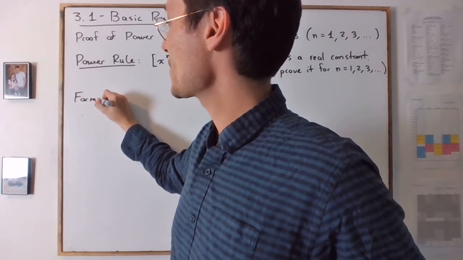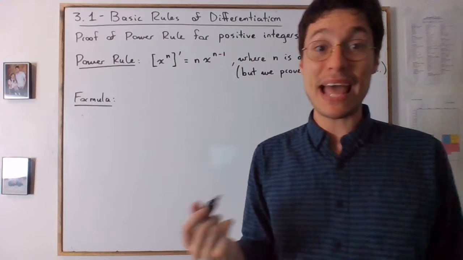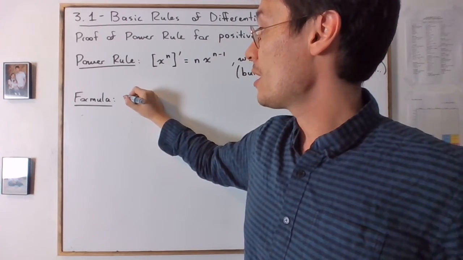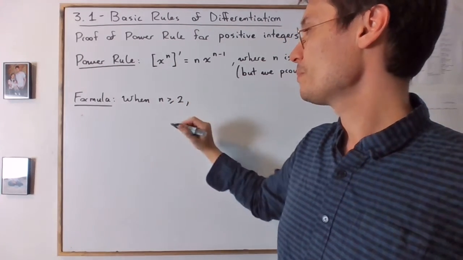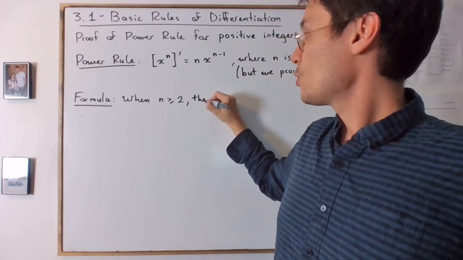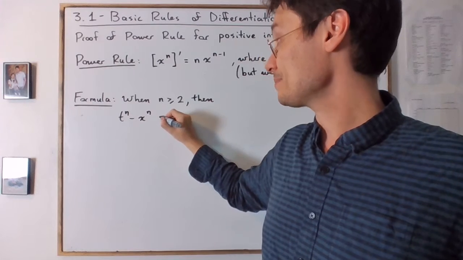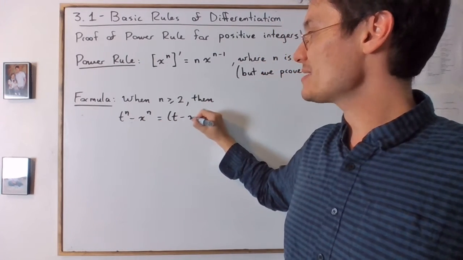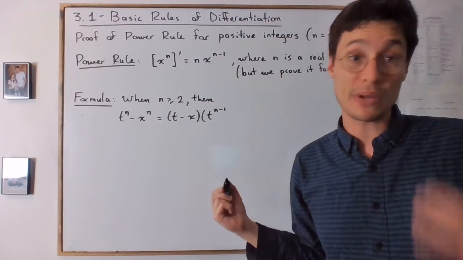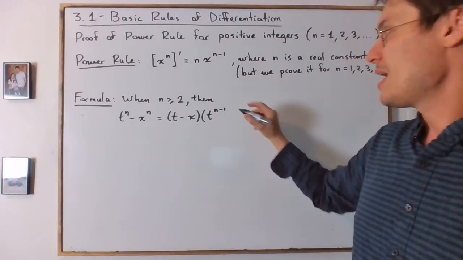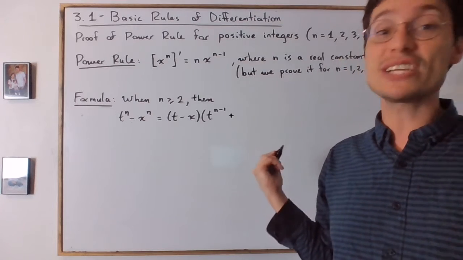The formula, okay? It's a factoring formula, and it applies when n is bigger than or equal to 2. Then we can factor t to the power of n minus x to the power of n as t minus x, and then we write first t to the power of n minus 1. So it's going to be at least 1, in other words. And then we decrease the exponent until the exponent of t reaches 0.